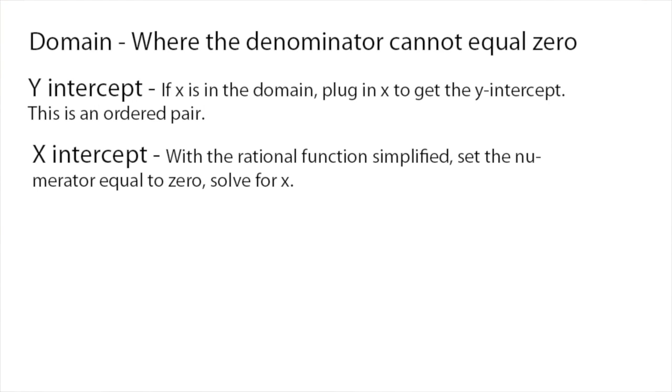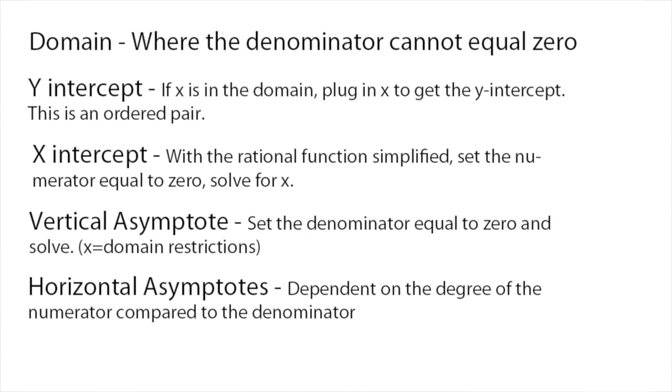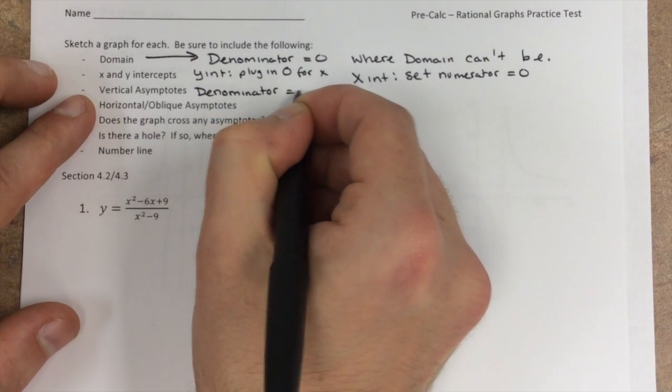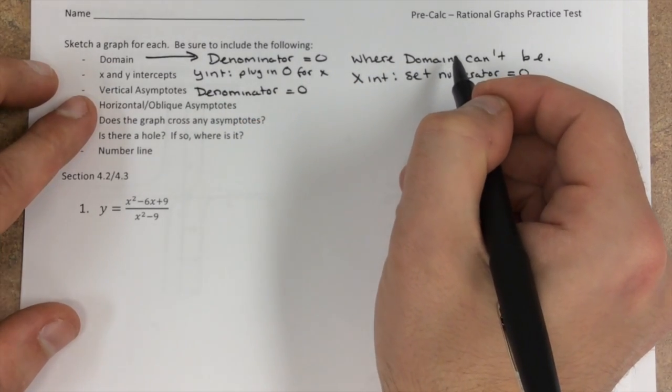To find the x and y intercepts, to find the y-intercept, plug in 0 for x. To find the x-intercepts, set the numerator equal to 0 and solve. Vertical asymptotes you get from your denominator, where that's 0. You also get that from your domain.